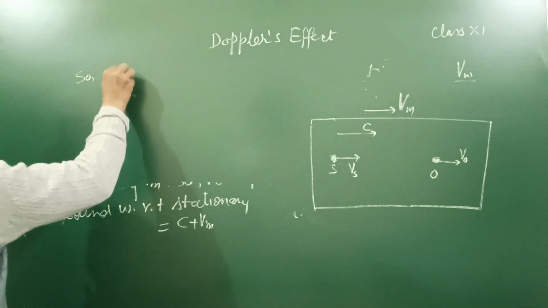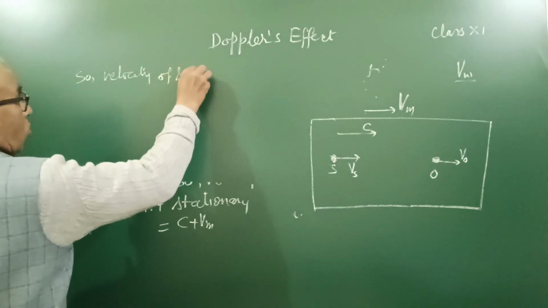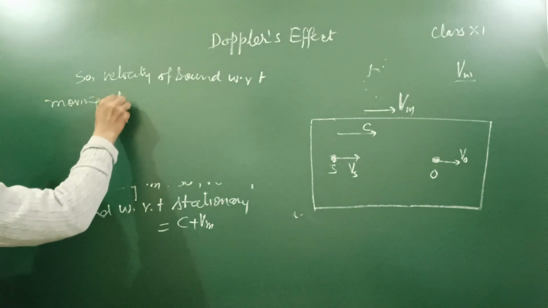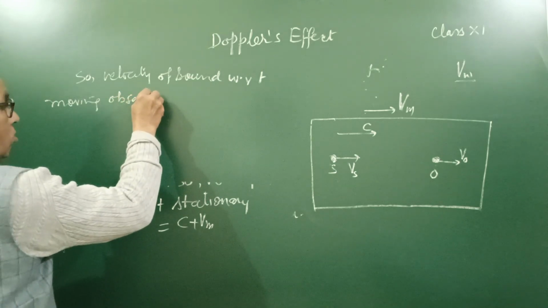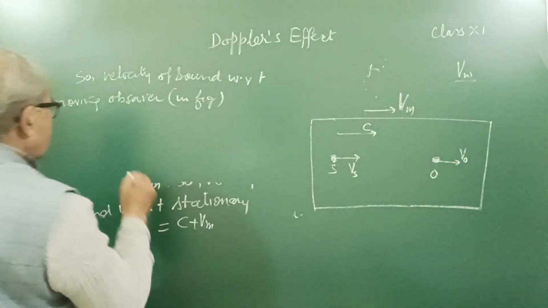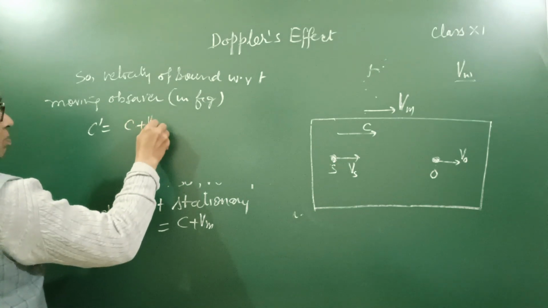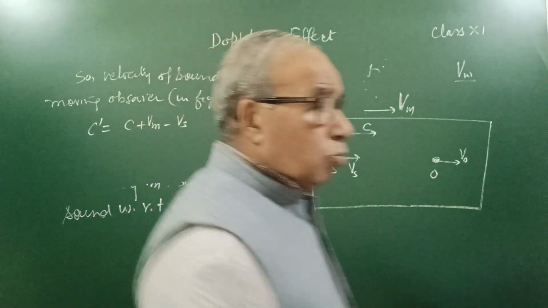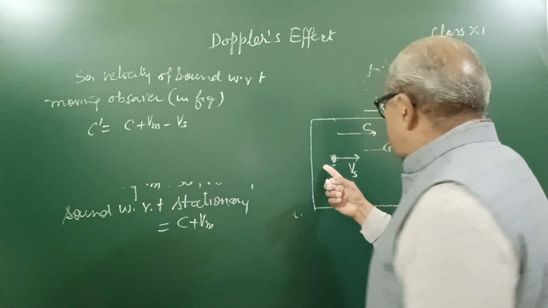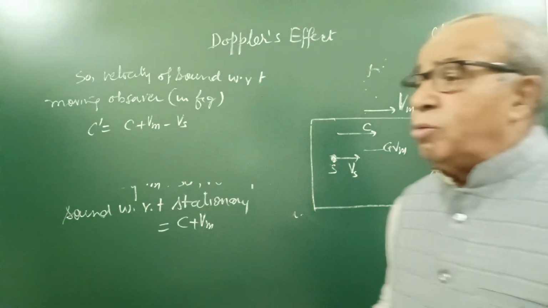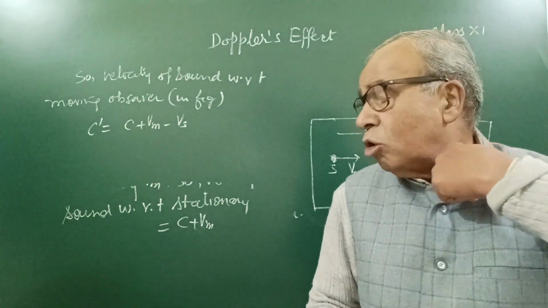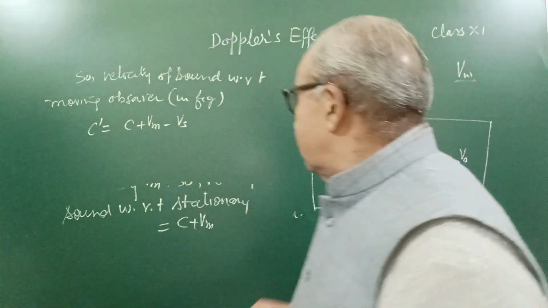So the velocity of sound with respect to the moving source in the figure, C dash, will be C plus Vm minus Vs. C plus Vm is the speed of sound with respect to a stationary observer, and the source is moving behind it. Like if a train is going at 80 km per hour and you are running behind it at 40 km per hour, the velocity of the train with respect to you will be 80 minus 40.